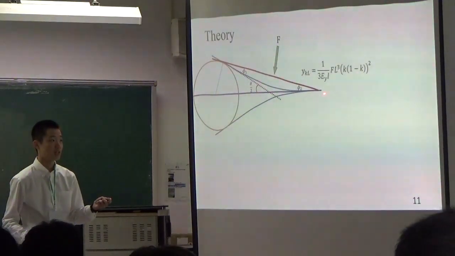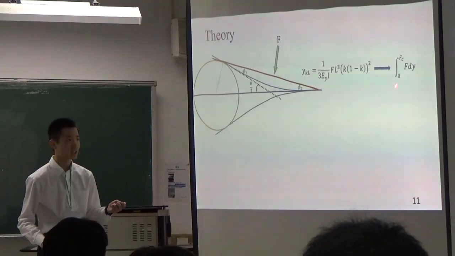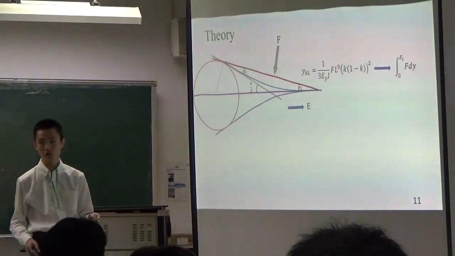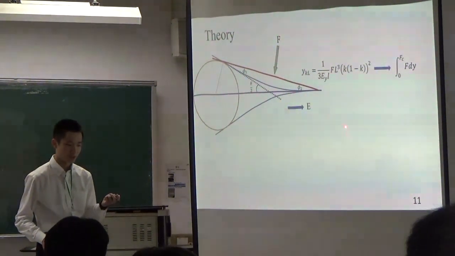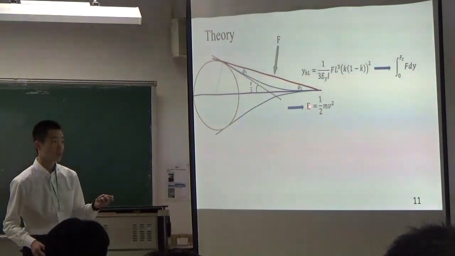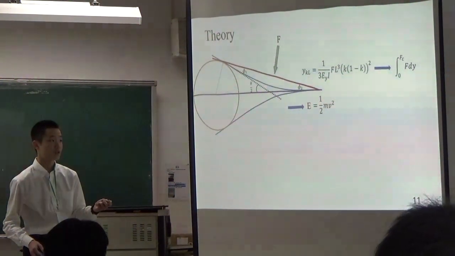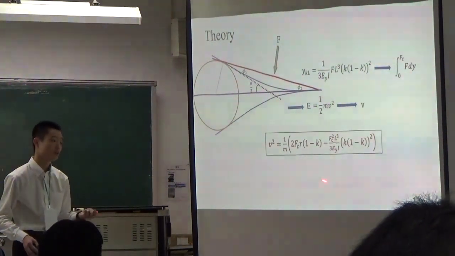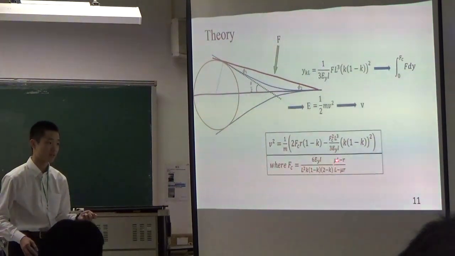With the equation that I mentioned before, we can know the integration of F dy from 0 to the critical force. This is the energy that I input into the ruler by applying force. Because the elastic potential energy is converted into the kinetic energy of the ball, we can know the velocity of the ball. After the calculation, the velocity is like this, where the critical force is like this.